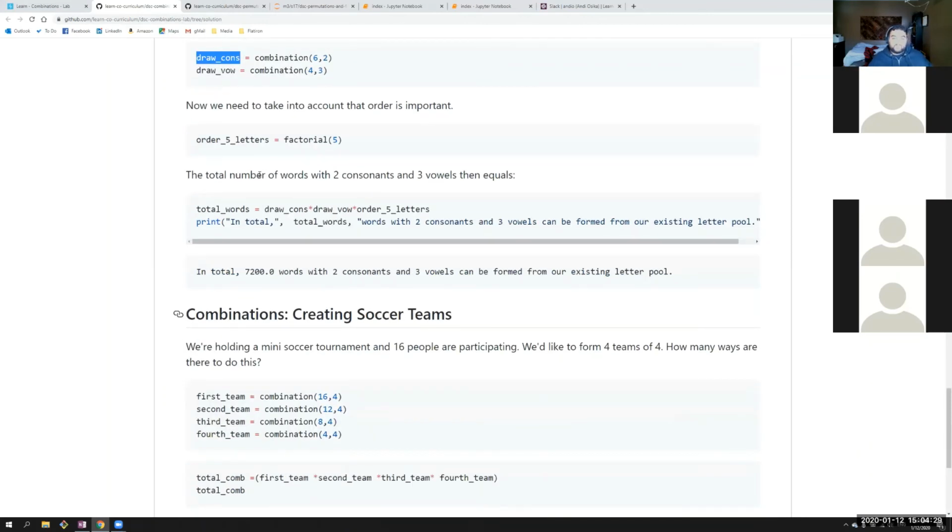So the total number of words with 2 consonants and 3 vowels equals the number of possible ways to draw consonants, the number of ways to draw vowels, and then just multiply that by the number of possible 5-letter arrangements. That makes sense.